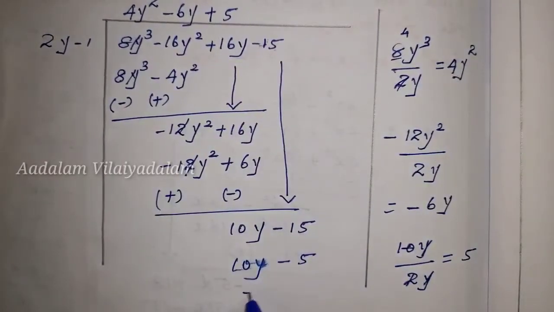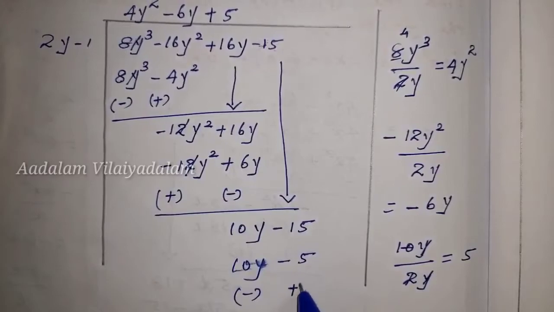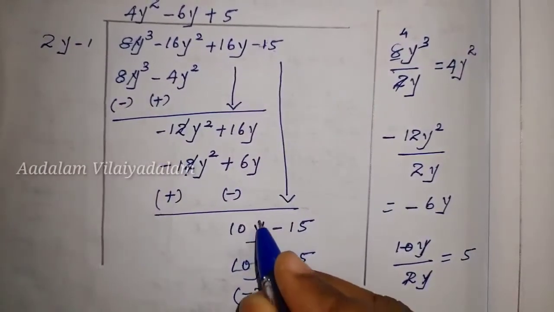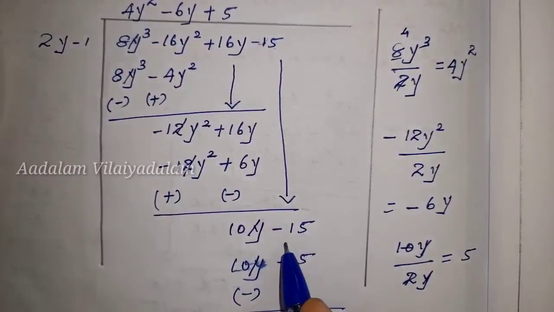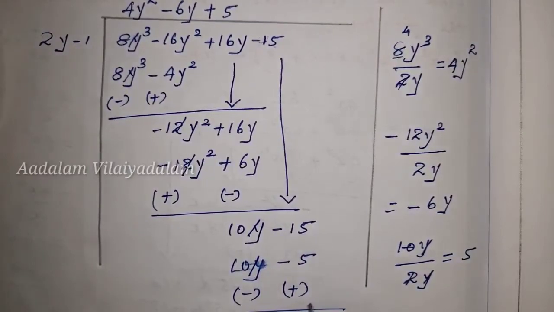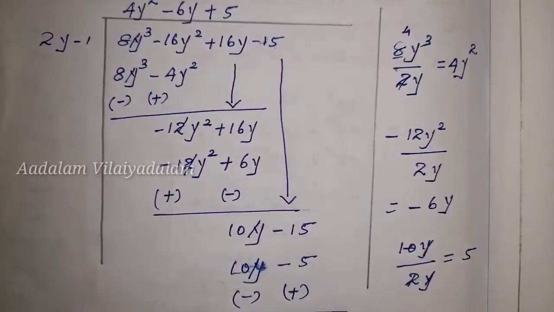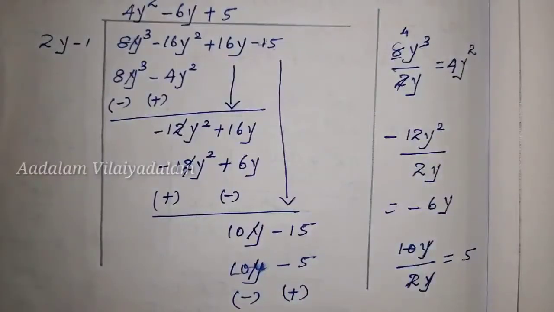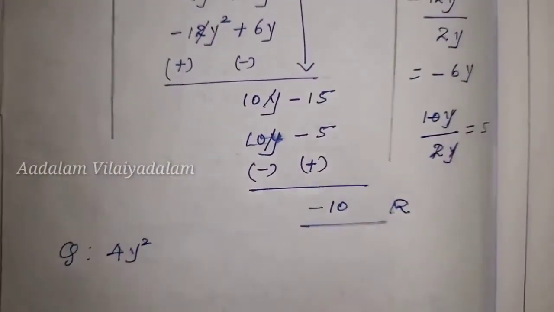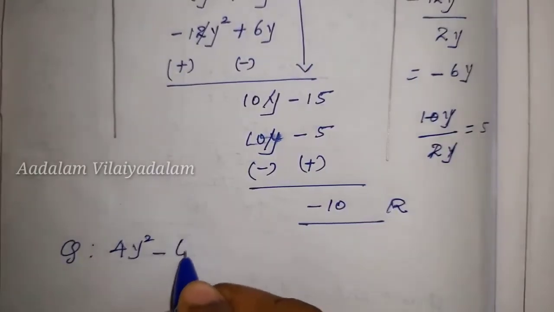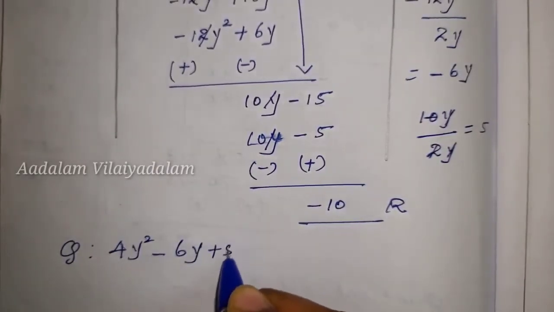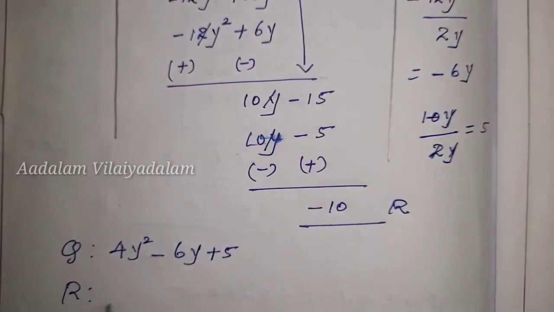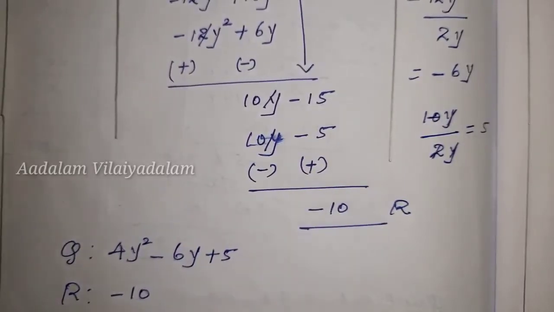So here minus, plus. The first term cancels. So minus 15, so plus 5. So the answer is minus 10. So the remainder value is minus 10. The quotient value is 4y square minus 6y plus 5. The remainder value is minus 10.